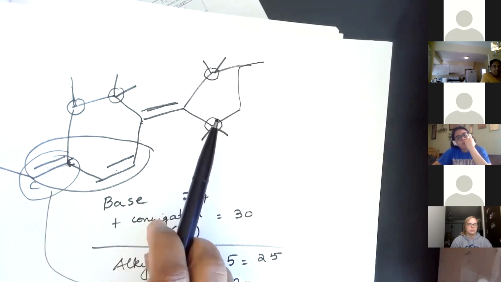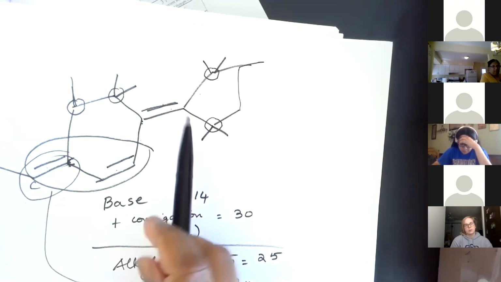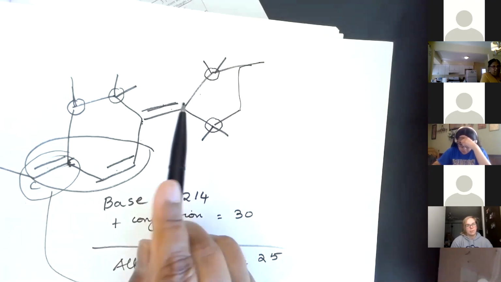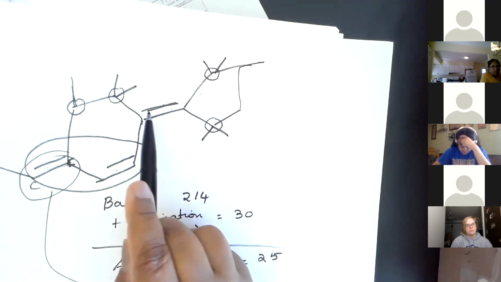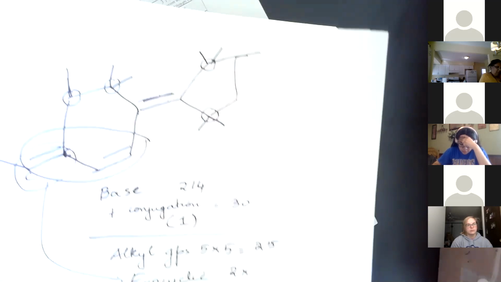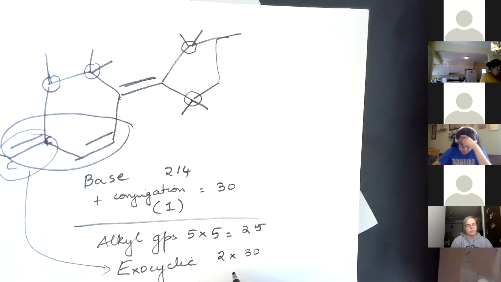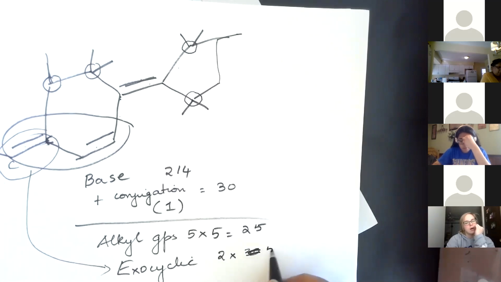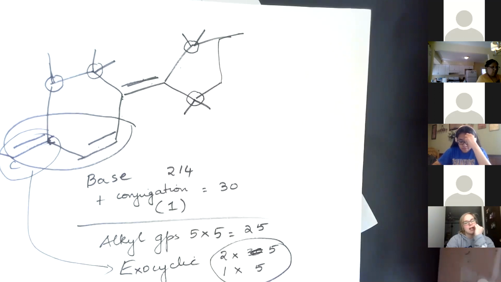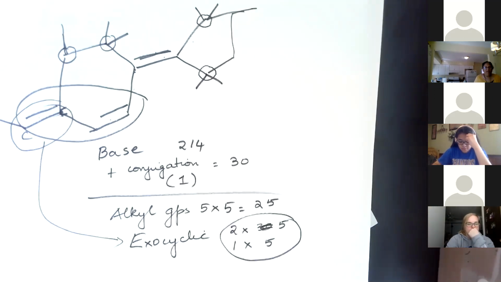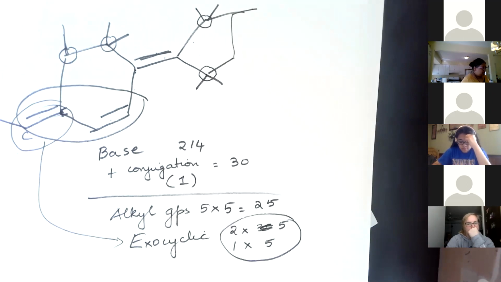So this ring has 2 exocyclic groups, whatever that is. Now, this ring, okay, this ring has 1 exocyclic bond. So you have a total of, is that 30 or is that 5? How much is exocyclic? 5. So there's a total of 3 exocyclic bonds. Questions?